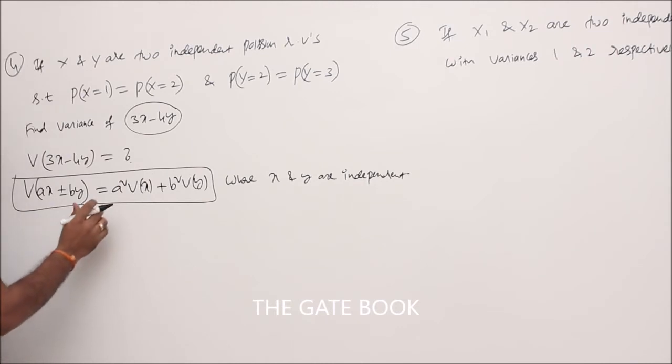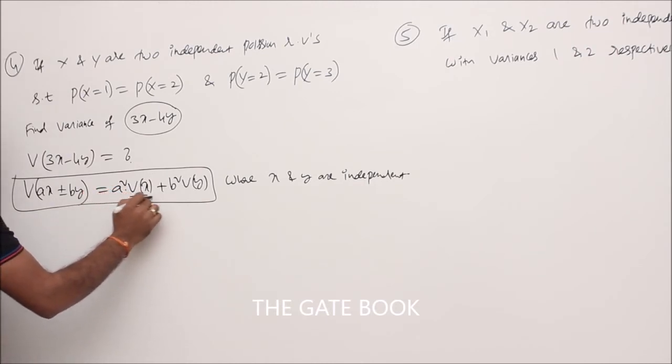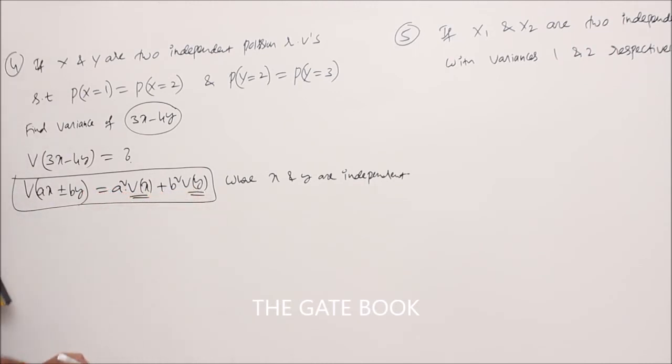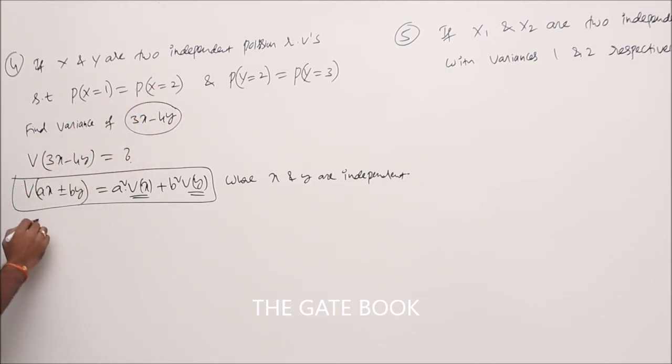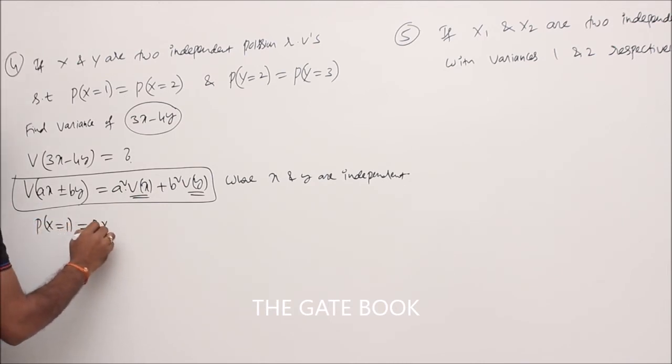To apply this formula, we require the variance of x and the variance of y. So we have to find out the variance of x and the variance of y. So from the given conditions, what is the given condition here? P of x is equal to 1 is equal to P of x is equal to 2.